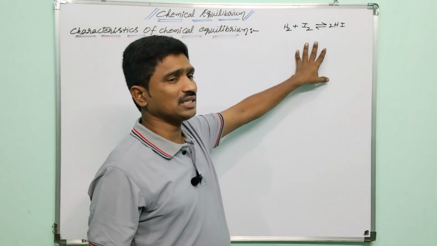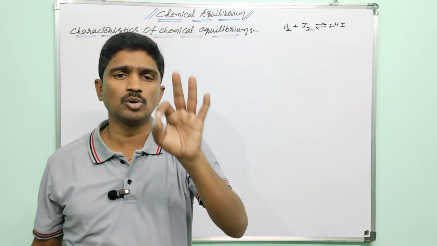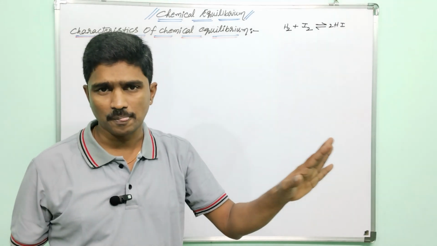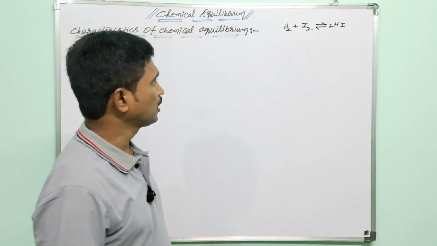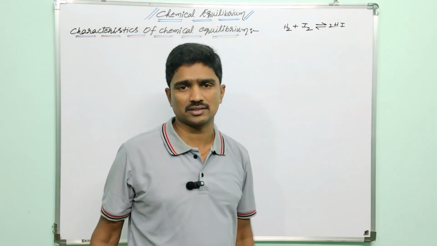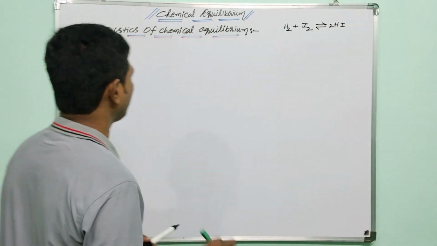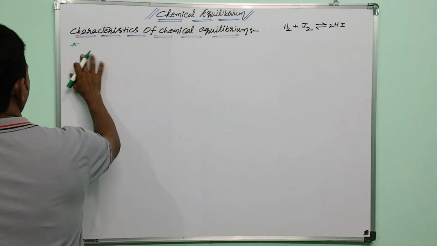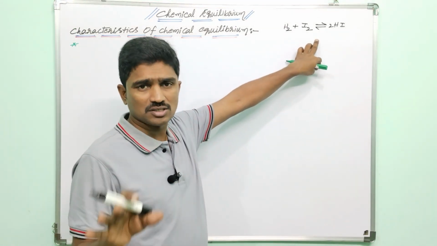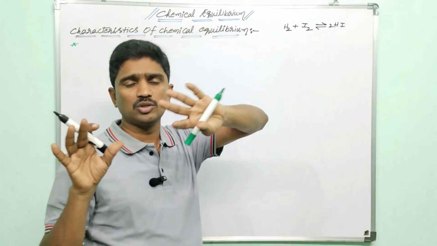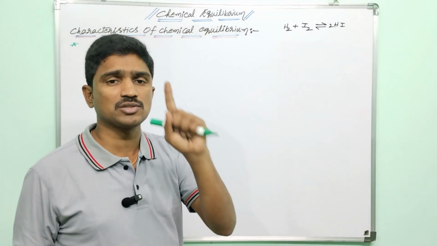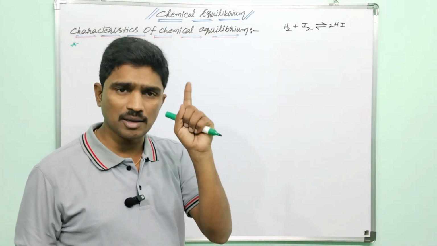The equilibrium state is nothing but the state at which both the forward and backward reactions take place with the same speed. It's clear. Okay, then when an equilibrium is established, what are the characteristics? Let's see the characteristics of equilibrium. If in a reversible reaction an equilibrium is established, the first thing that we notice is both the forward and backward reactions take place with the same speed or same rate.